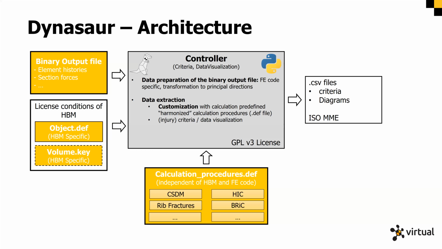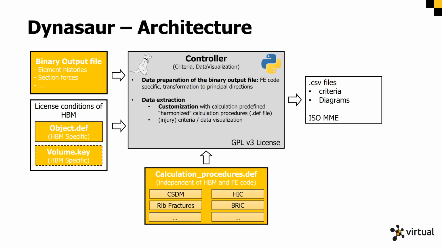We are using binary output files from our simulation. Today we're focusing on Alazina only, but some other codes are also possible to read, and there's some work in progress. We then have our different files, the object definition file, for example, where we translate our human body model to the things that we want to analyze. We will come later to that in more detail. Then we have our calculation procedures that define what we want to analyze and what we want to calculate.